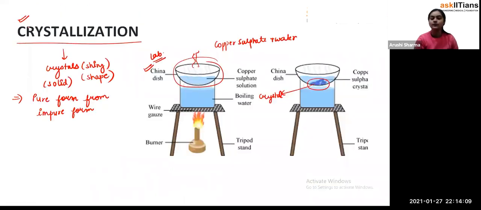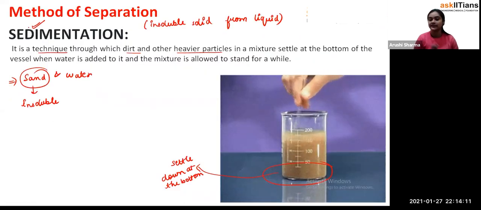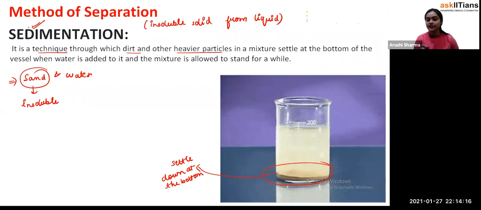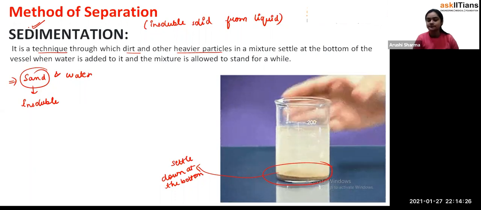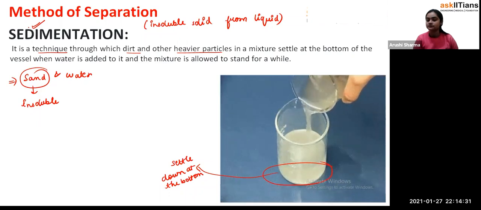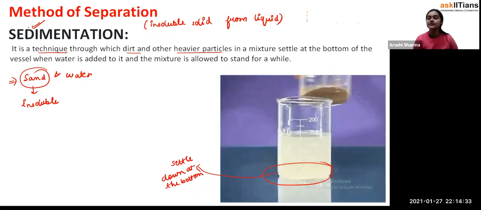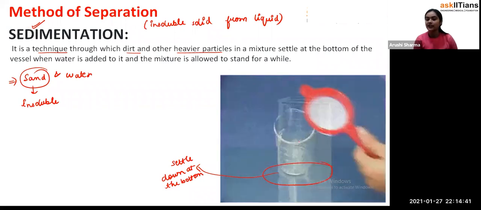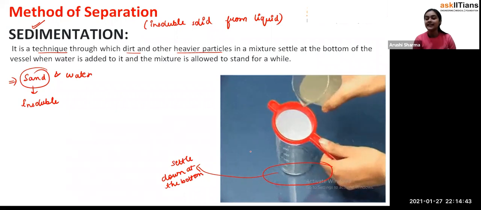Okay. Now, when the sedimentation is done and the particles have settled down, you can see here this is the mud. This is the sedimentation process. Now, you can decant this water. Because all of the water which is present over the sand, you can separate it out, and this is called the decantation process.